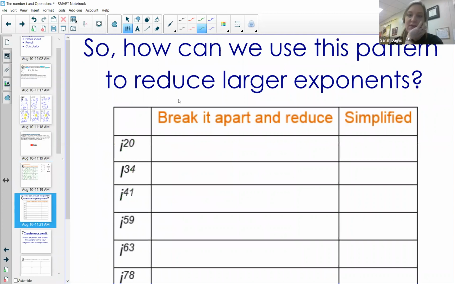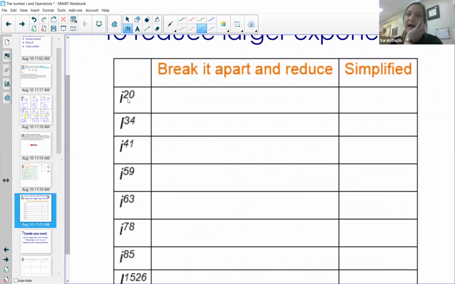Here we go. So how are we going to use this to reduce large numbers? So i to the 20th, I would love to not split that up to like i to the 2nd power 10 times. That's annoying, right? Or i to the 4 5 times. That's kind of annoying. So instead, what you're going to do is you're going to take your exponent and actually divide it by 4.